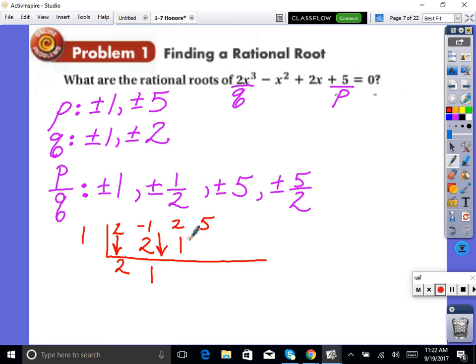1 times 1 is 1. Tell me if I make an error. 3. 3 times 1 is 3. We add straight down and get 8. So is my remainder 0? So we know for a fact x equal to positive 1 is not a solution. Let's try another one. Let's try negative 1. You guys do it on your own. Ready, set, go. You're going to be quicker than me watching me do it.